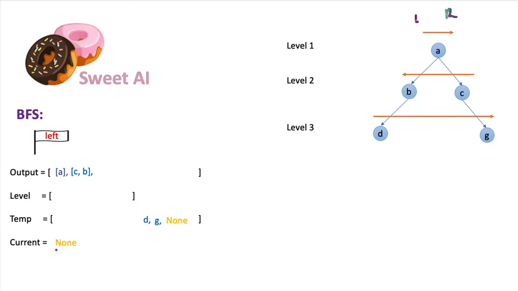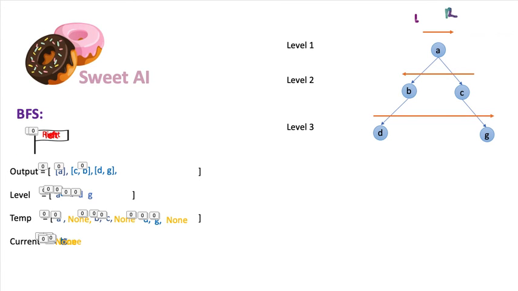And here we pop D, and we add it to the level because it's from left to right. The next one is added to the right side of D, and then we pop None because there are no children, so we do not add any more children. So we add this to the output, empty the level, change the flag to right, and done. We are done, and we can return it.